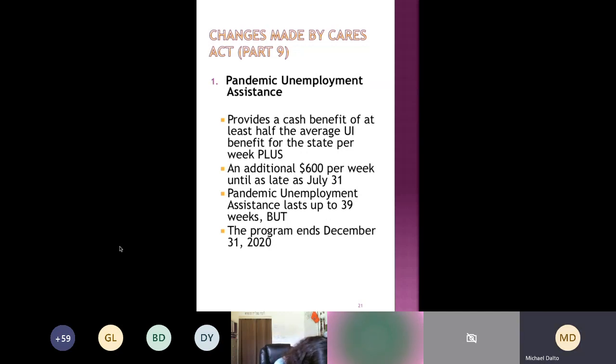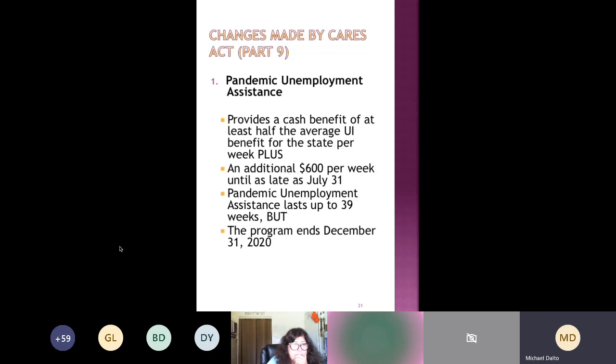So let's consider the lowest benefit state that I mentioned earlier, Missouri. Well, Missouri's average unemployment insurance benefit is $266 a week. Half of that is $133 a week. So someone in Missouri who gets pandemic unemployment assistance will get at least $133 a week plus an extra $600 a week for a total of $733 a week. And some people can get even more than that. And that's until as late as July 31st.